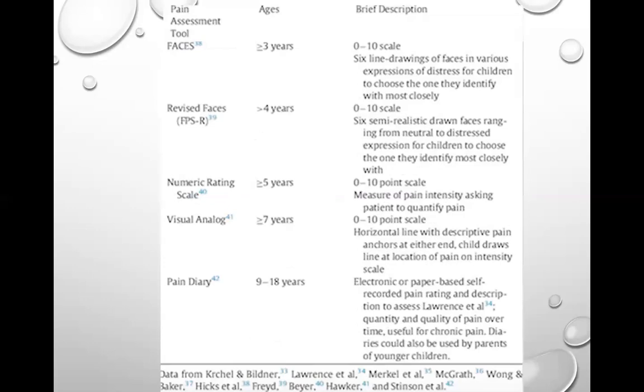And these are more where, besides the observational, you can have the numeric rating scales for older children, visual analog for even older children, and the pain diaries for much older children can also be used.